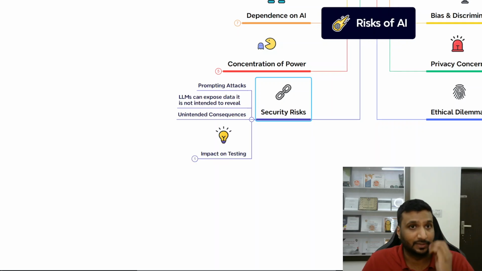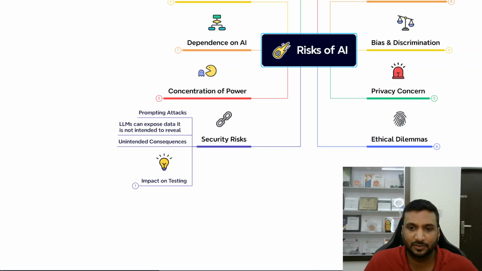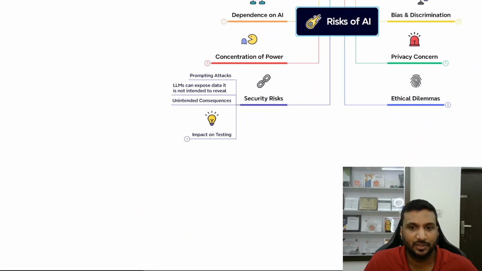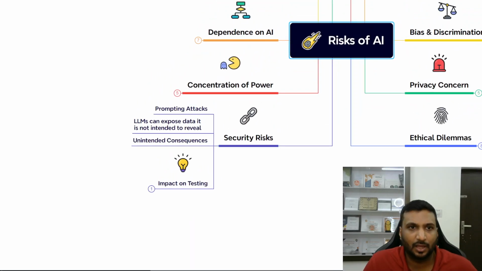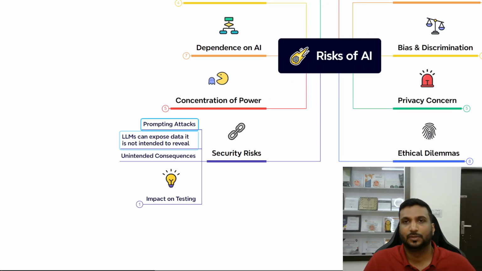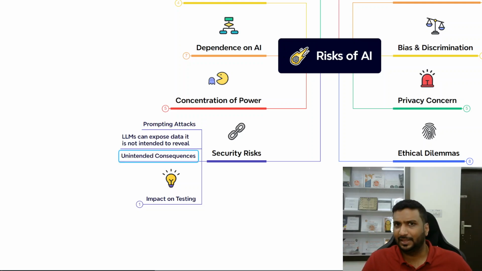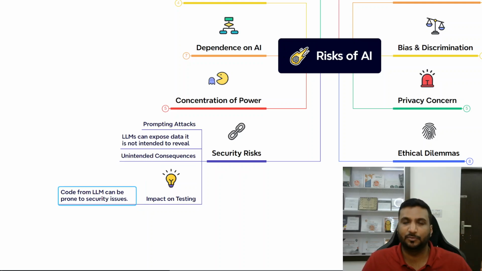Next is security risks. So what are these security risks? Essentially, I'll just zoom it a bit. So the security risks are, for example, prompt attacks. There are prompting attacks where you could prompt the LLM to reveal certain information, which it ideally should not. And that's a problem, and there can be unintended consequences. There are prompt hackers who have tried prompting LLM systems to find information which the LLM should not be giving out, and that's a problem.